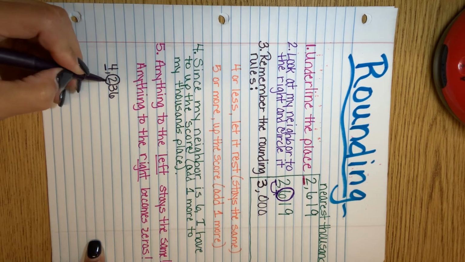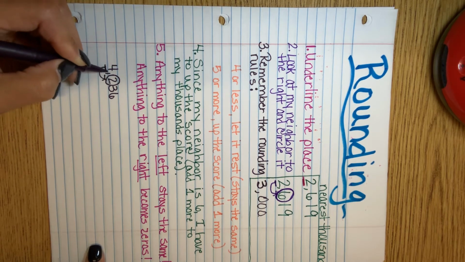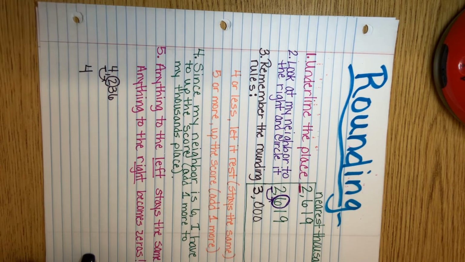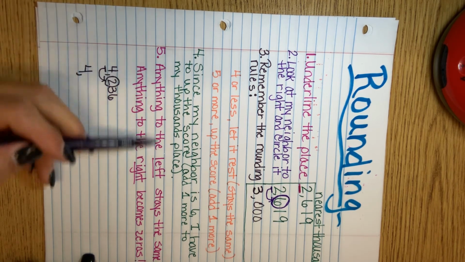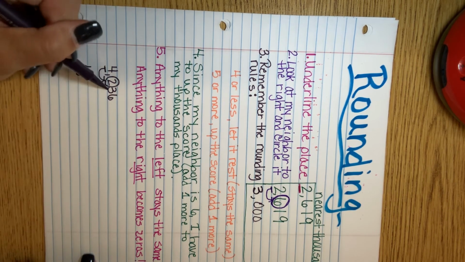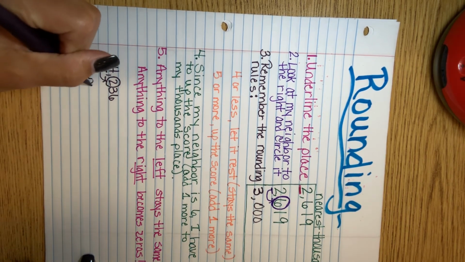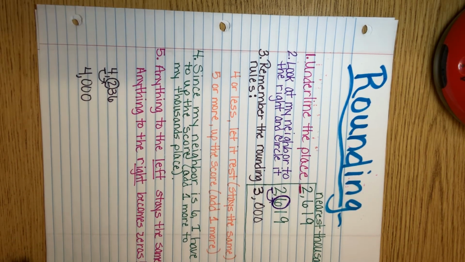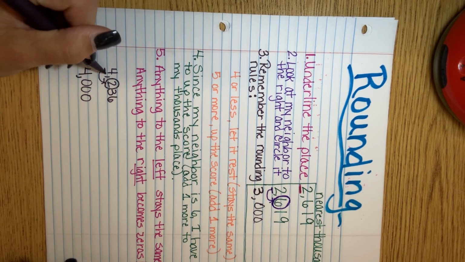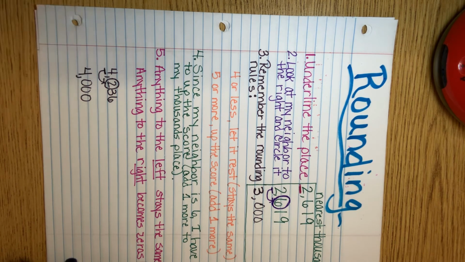So I'm looking at my circled digit. If my circled digit is 4 or less, which the digit 2 is less than 4, that means my 4 is going to stay the same. So it does not change. I don't have a digit to the left, but anything to the right becomes zeros. So all these digits to the right become zeros, okay? So 4,236 rounded to the nearest thousands place is now 4,000.